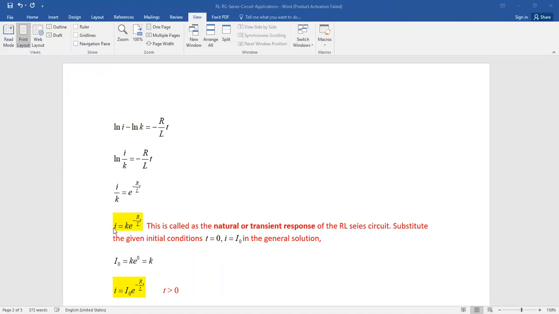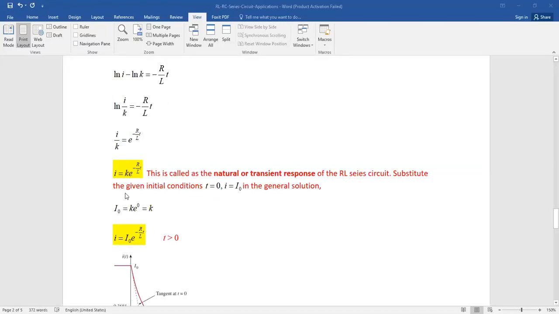That gives you an I sub O equal to K. So now you will replace the K here in our equation as I sub O. The rest are copied. So the current, the transient response in your circuit given the time and the initial current passing through all circuit elements will be computed using this equation.